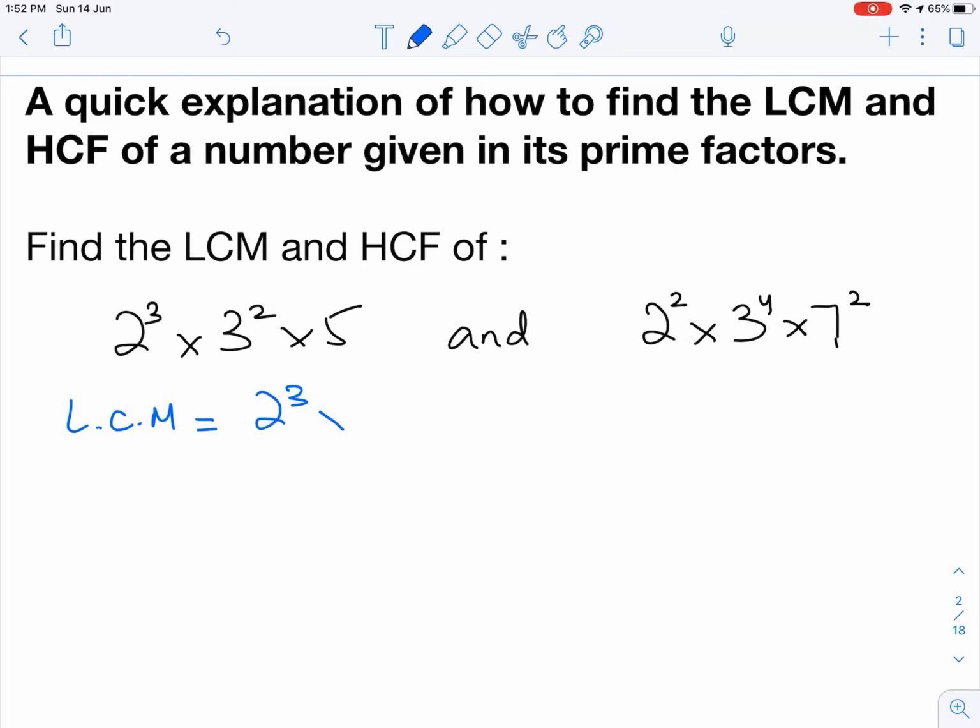We will pick up the higher power. As far as 3 is concerned, the higher power of 3 is 4, here it's 2, so we'll write down 3 to the power 4. 5: in the second number you don't have any 5, but you have 5 to the power 1 here, and as far as 7 is concerned, you have a power of 2 here, so you'll write 7 to the power 2. Now you're going to solve this and you'll get a really big number.